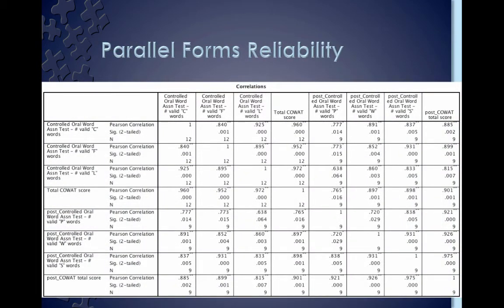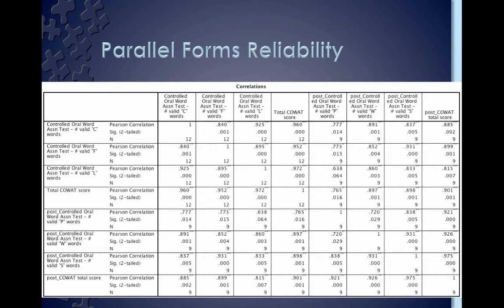Okay, parallel forms reliability, our second one. So when I did my master's thesis, one of my outcome measures was looking at neuropsychological performance. How well do people perform cognitively when they have fibromyalgia? And one of the ways that I measured cognitive performance was having them do a battery of cognitive tests. One of those was called the Controlled Oral Word Association Test, also known as COAT.